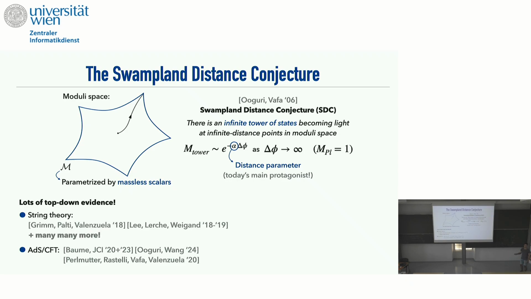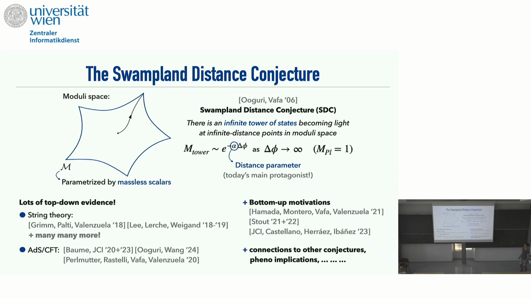We have a lot of evidence for this conjecture, a lot of top-down evidence, both from string theory, it's insane the amount of evidence here, I cannot put everyone, I apologize, and also in AdS/CFT. Not only that, we have some bottom-up motivations, some connections to other conjectures, and phenomenological implications. This is just to point out that it's a very interesting conjecture. Of course, I will not talk about all of this. I will focus on this AdS/CFT part of the story.